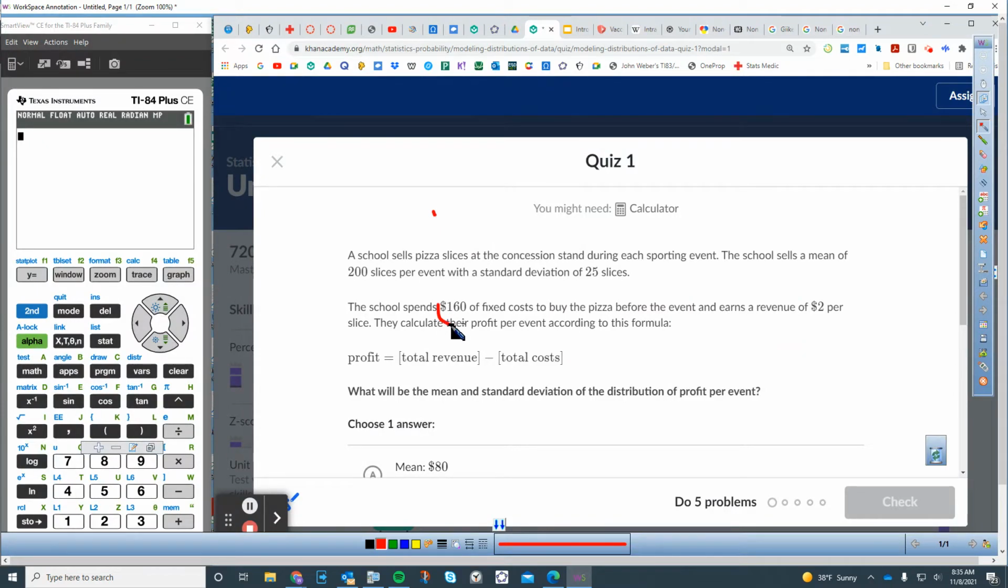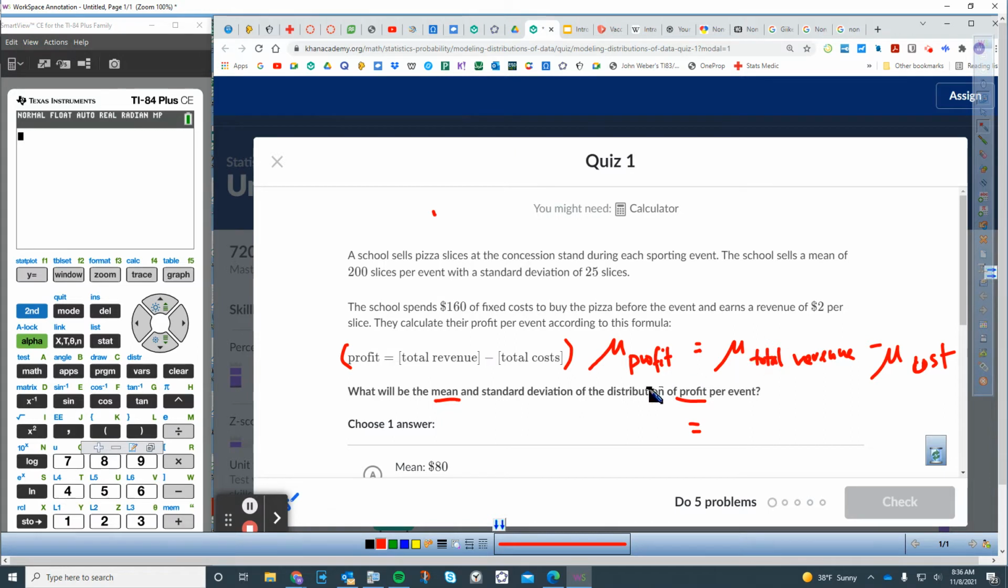So we are given the mean of profit. If you look at this formula, profit equals total revenue minus total cost, which means the mean of profit is the mean of total revenue minus the mean of the cost. So first, the mean of total revenue.